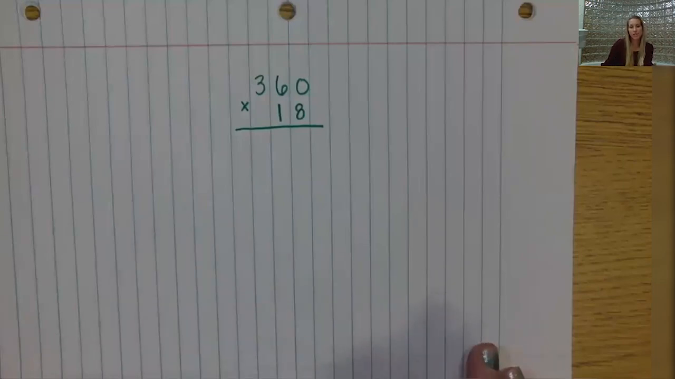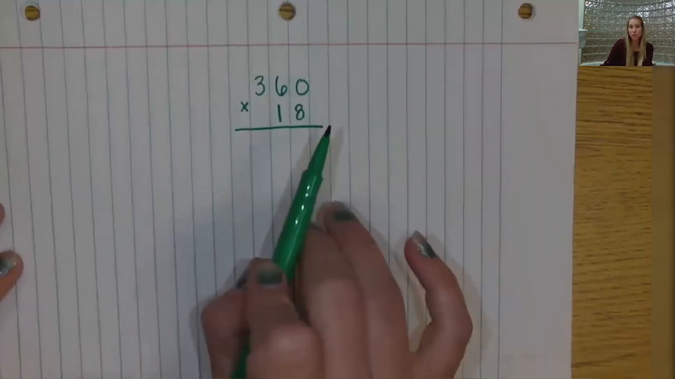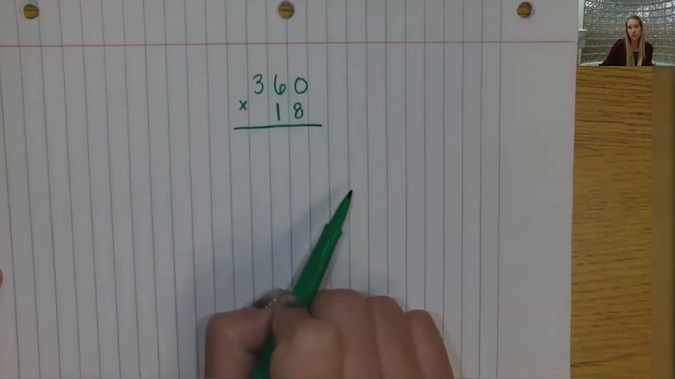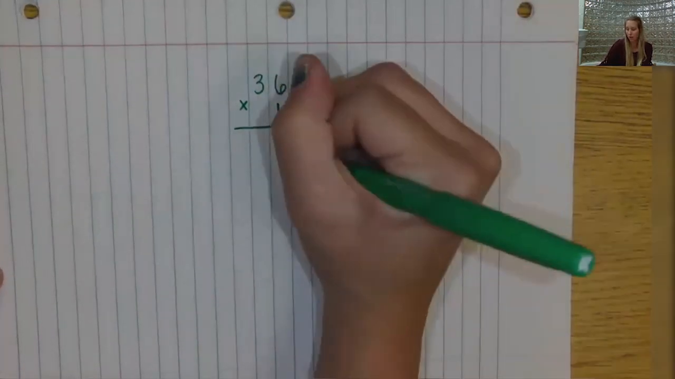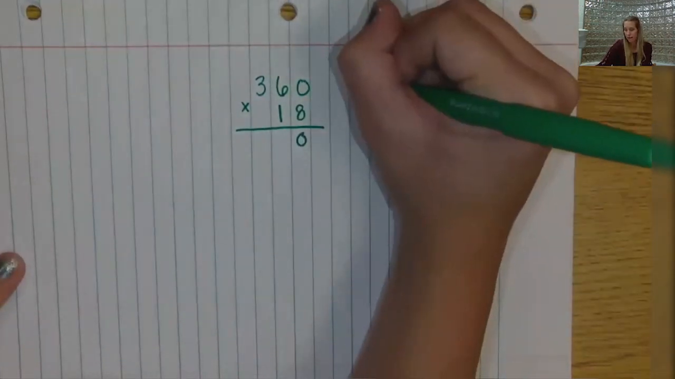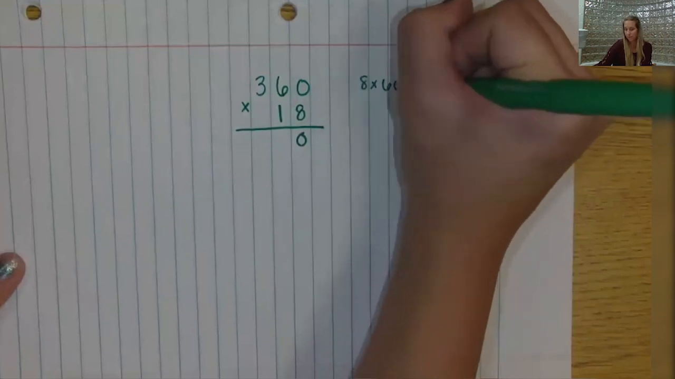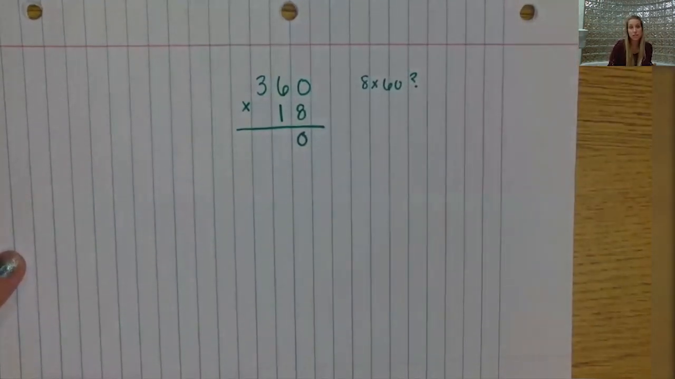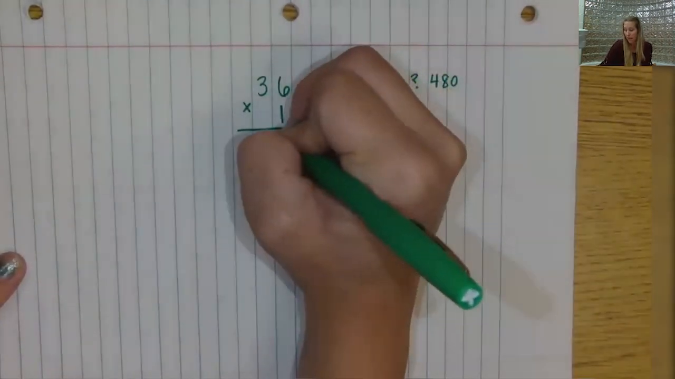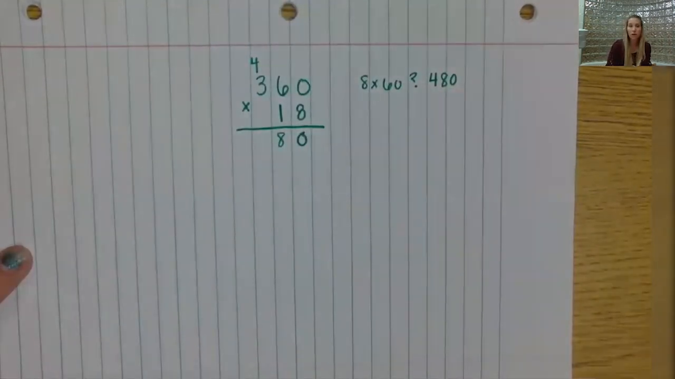Okay, let's check your work together. Are you ready? Remember, we start in the ones place. The ones place is going to go to every digit on top. 8 times 0 is 0. 8 times 60 is what? 8 times 60. What did you get? Did you get 480? So we put the 8 and we regroup the 4.